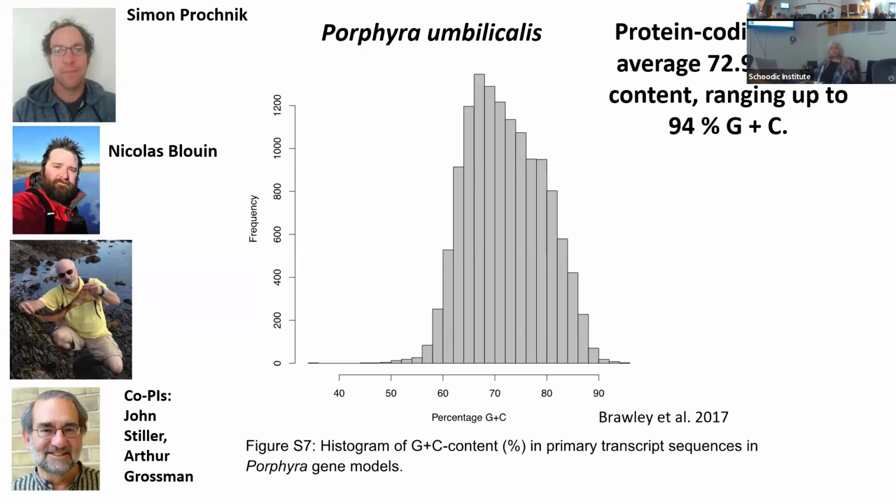That's like trying to sequence kryptonite. It was simply impossible. And everybody was so frustrated because we spent so much time getting the samples to JGI. And then PacBio was invented. And PacBio sequencing is not sensitive to GC. And within about a year, we had recovered and got things published. And so those are my two co-PIs, John Stiller, Arthur Grossman, Nick Lewin, my lab, Simon Brawley, who's an incredible guy.